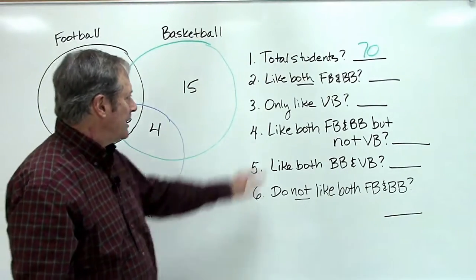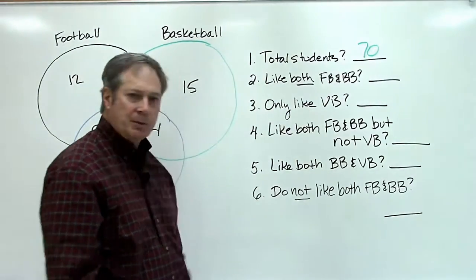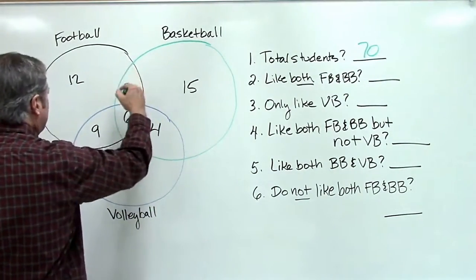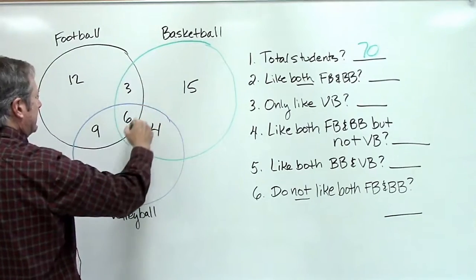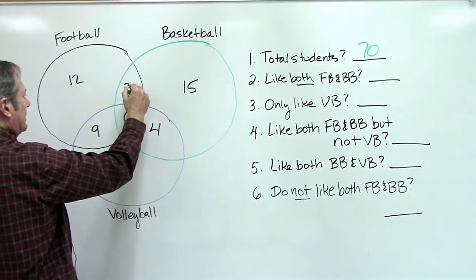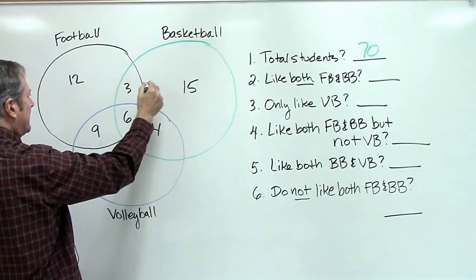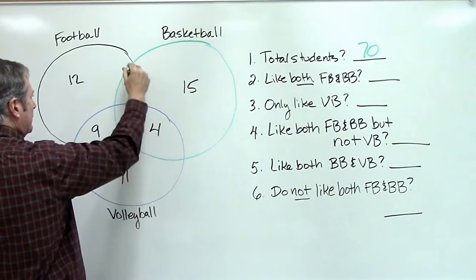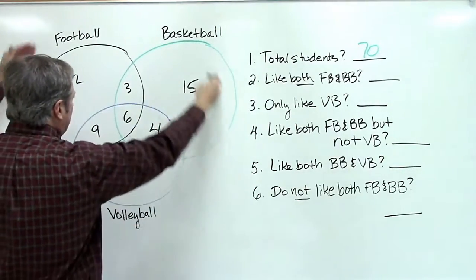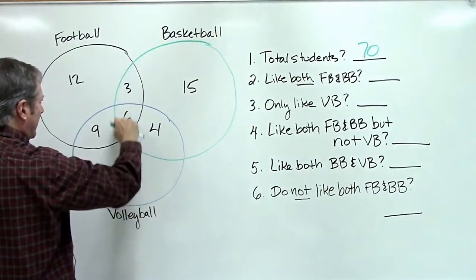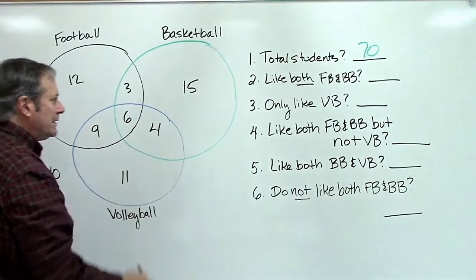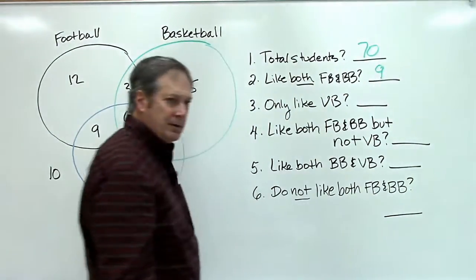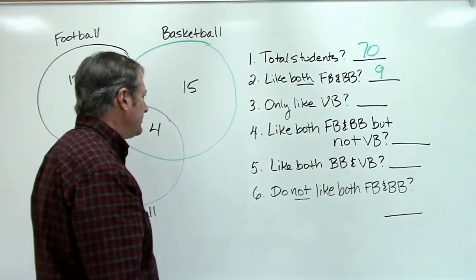Now, question 2, how many like both football and basketball? Well, this is that area where they overlap, right in here. You can see that there are 3 that like football and basketball, but not volleyball. But in terms of every group, if you consider just these 2 circles alone, the area of overlap is 3 plus 6. And so that would be a total of 9 students like both football and basketball.